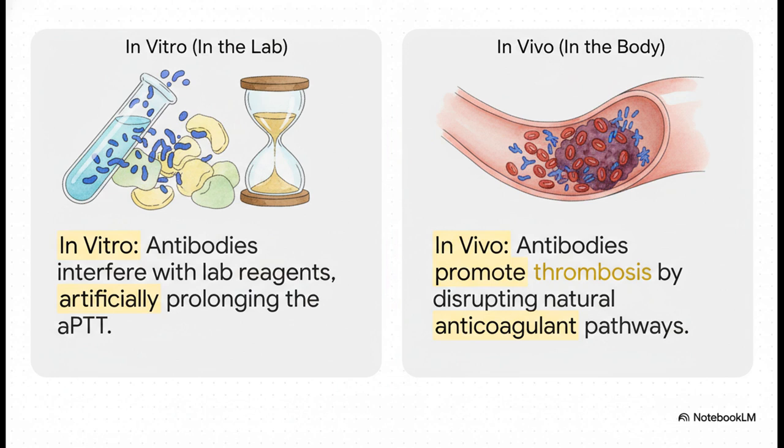But in vivo, inside the patient's body, that same antibody isn't inhibiting clotting at all. In fact, it's causing it by disrupting natural anticoagulants like protein C and activating the endothelium. So relying on that prolonged APTT to guide therapy without this critical context could lead you to withhold necessary anticoagulation, and that could have absolutely catastrophic consequences.